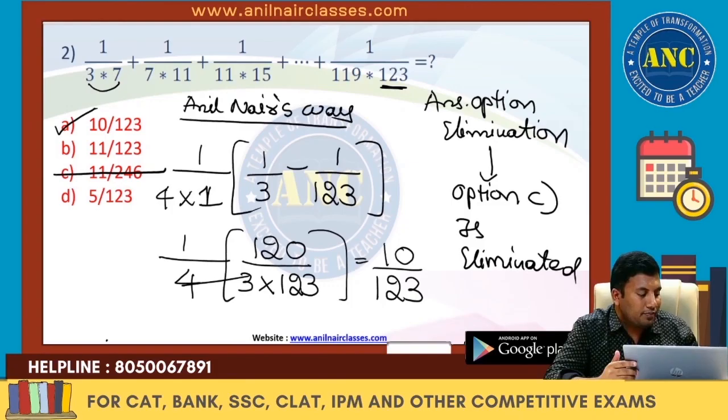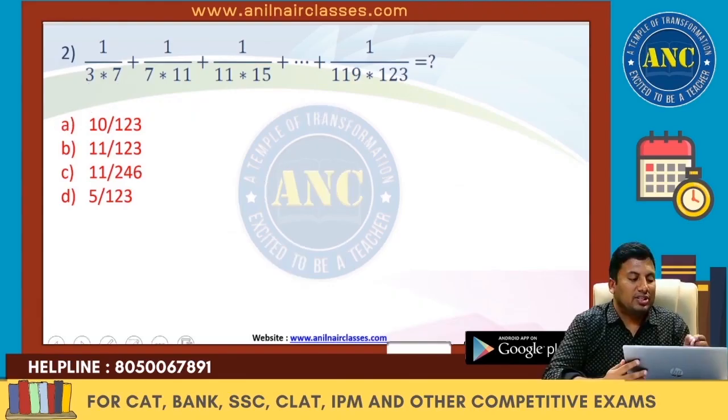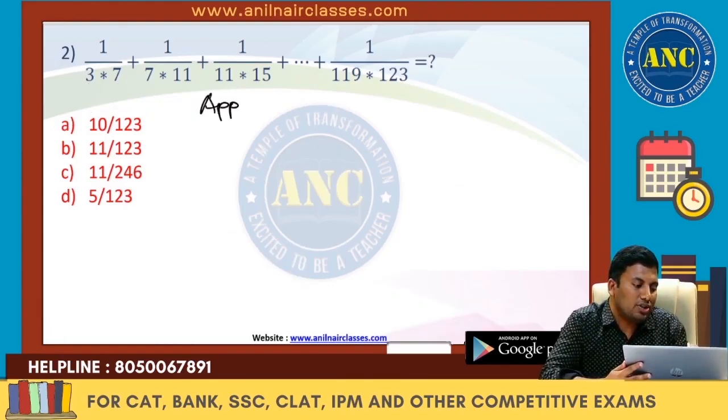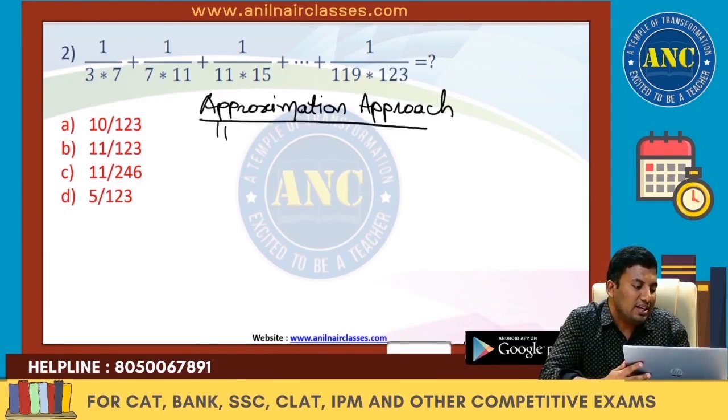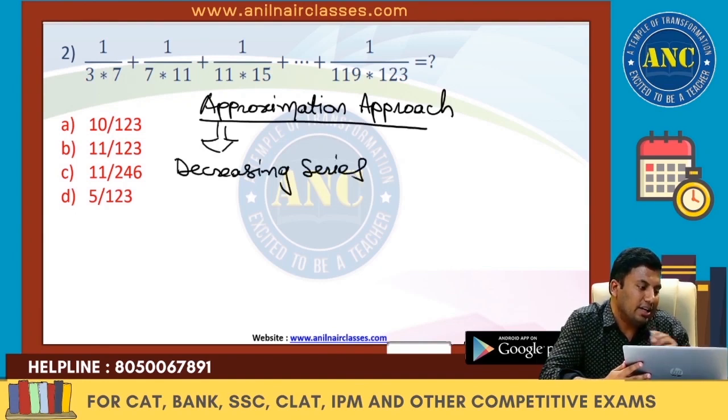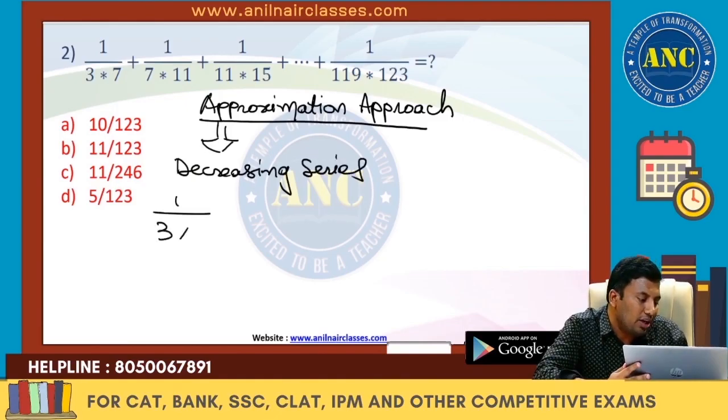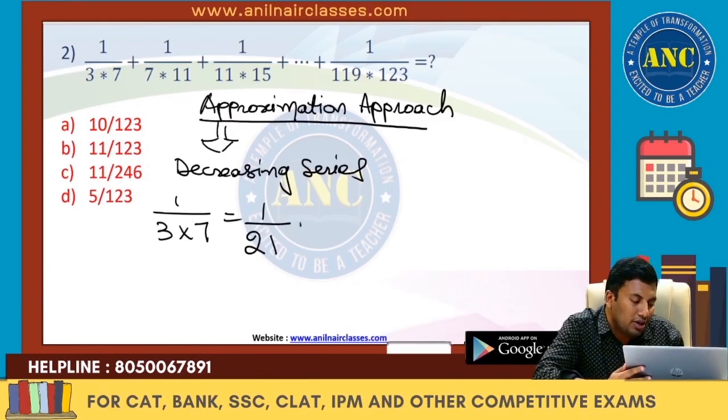Now, if elimination is giving you only one option, you can also use the approximation approach. What is this approximation approach? The series is a decreasing series. If the series is a decreasing series, the first term, 1 by 3 into 7, is nothing but 1 by 21. 1 by 21 is closer to 1 by 20.